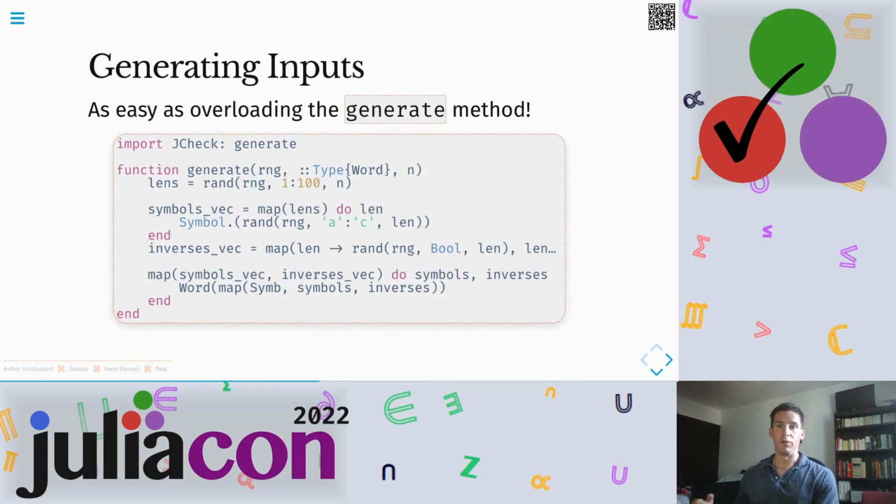So in order to perform property testing, you have to generate inputs for your units. In JCheck, this is done by overloading the generate method. So this is a possible generator for the type word. It takes 3 arguments: a random number generator, the type that we're generating from, and the number of inputs we want to generate. The generate function doesn't have to be random, although most of the time it will be. And well, the details are not very important here.